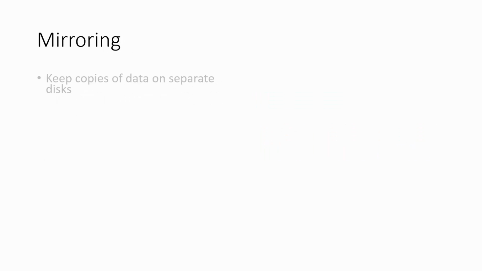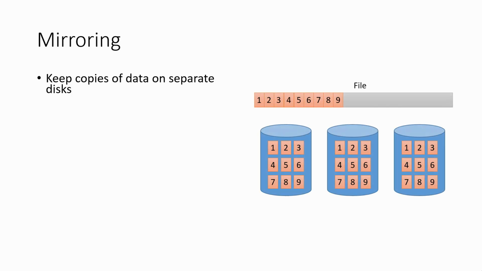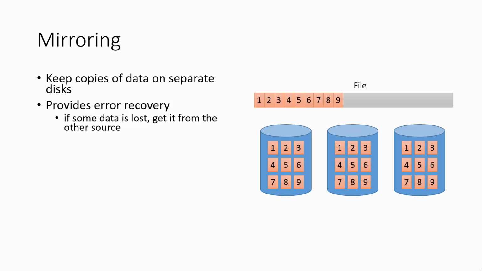Now we'll look at mirroring. In mirroring, we keep copies of data on separate disks. So in this example, we have a file with 9 blocks, but we are using 3 disks to store that same file, and they all contain copies of the same file. Now, mirroring provides error recovery. So if a disk is lost, then you can always get some of the data that was lost on the disk from another disk because there is a mirror copy of that data.